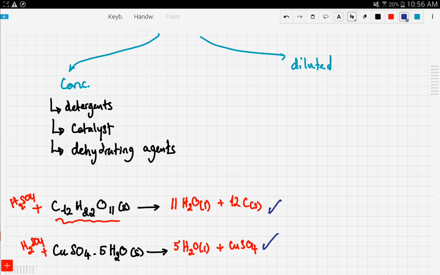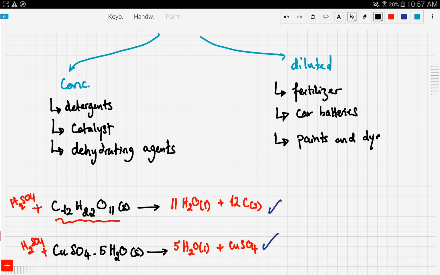Okay, now let's move on to the uses of diluted sulfuric acid. Well, the first one is fertilizers. It also can be used in car batteries. And the third was kind of interesting for me because I'm interested in paints and dyes and stuff like that, so it can be used in paints and dyes. Lastly, it can be used as a lab reagent. Okay, so these are some of the uses of concentrated sulfuric acid and diluted sulfuric acid, and you guys need to know at least 3, okay?